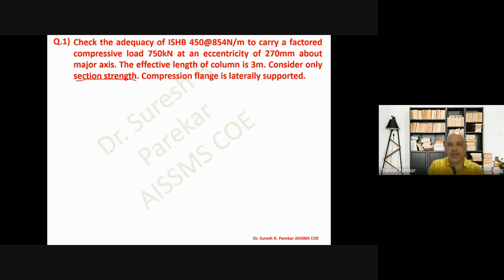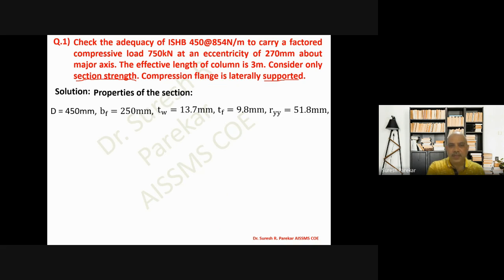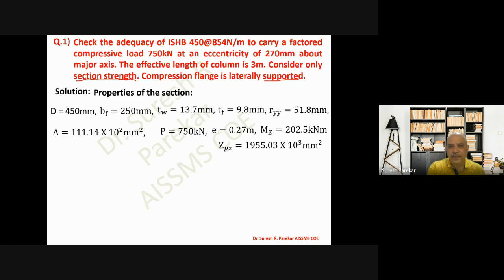The compression flange is laterally supported. So we have MD as ZP Fy upon gamma m. Properties of the section: D, BF, TW, TF, RY, A, P, E, and from E we have calculated MZ. MZ is equal to P into E. Then we have ZPZ as 1955.03 into 10 raised to 3.